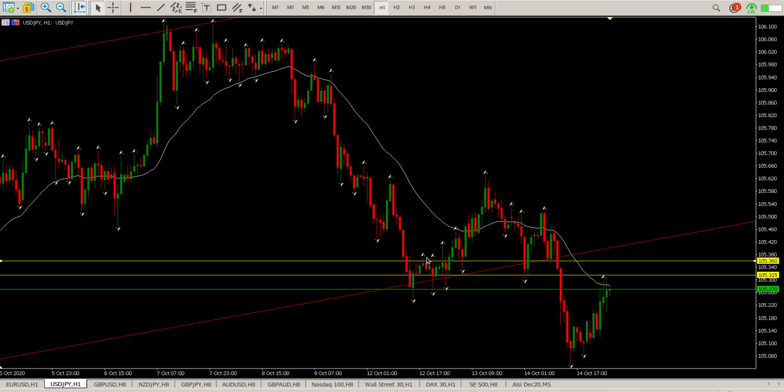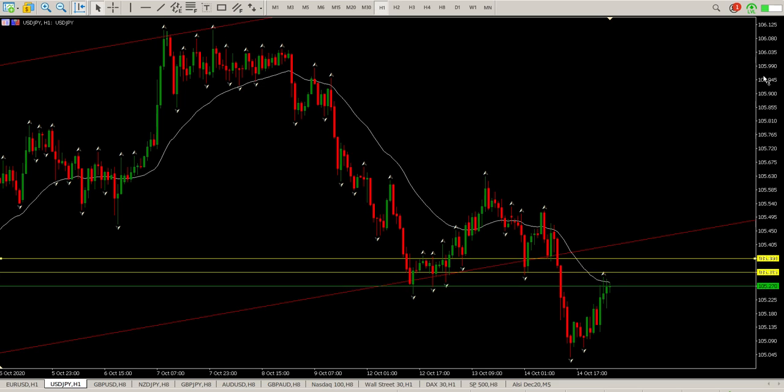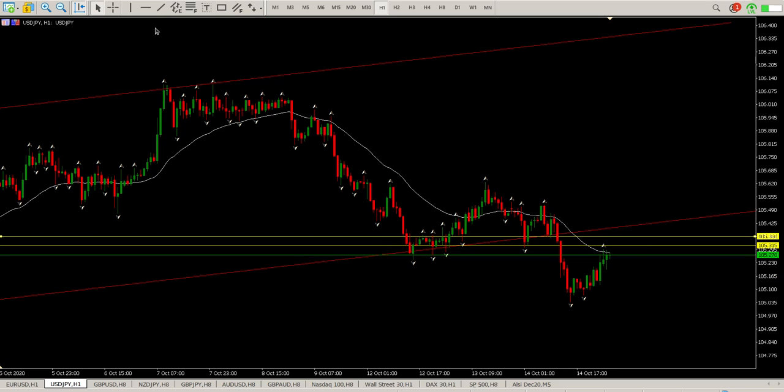Okay, so you can see these tails to the upside here, tails to the downside. So that's the next area that I'd be interested in, which is 105.360. Okay, so that is a little bit of a better setup at the moment for me. And you can see that would be the trend line as well. So I'm looking at 105.357 for another entry to the downside.